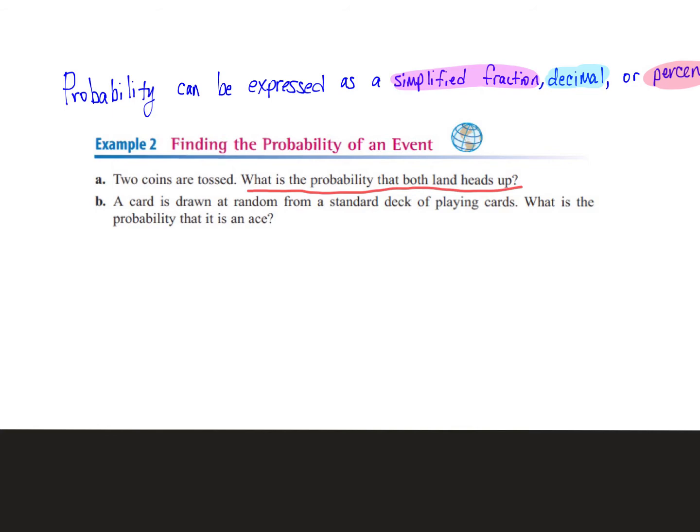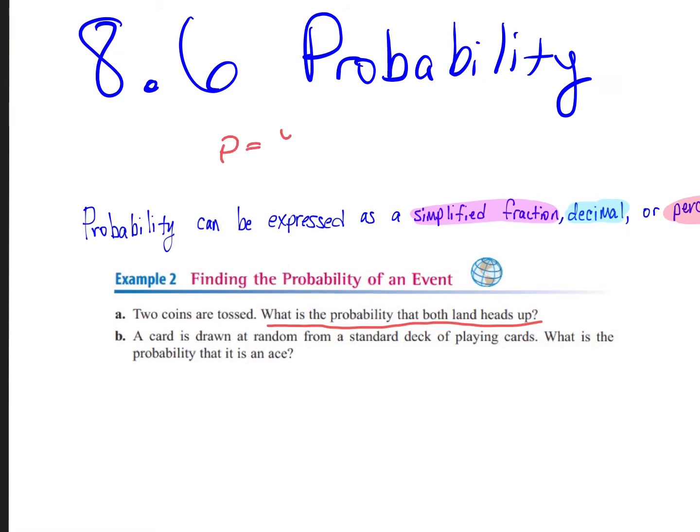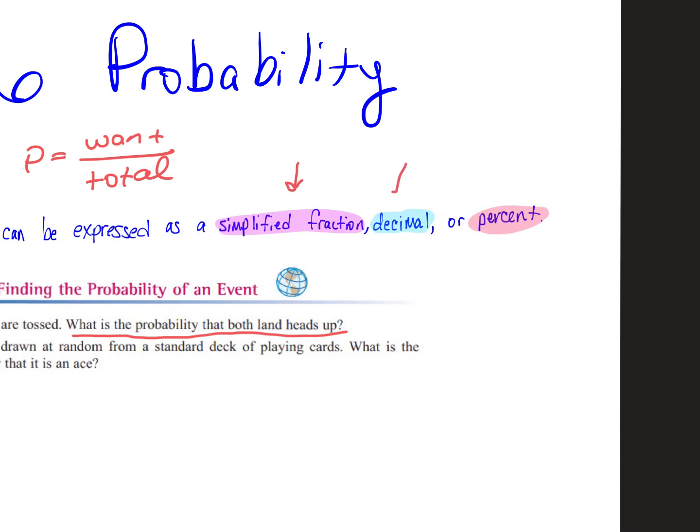So probability, I want you guys to write this down. This is super important. Probability is what you want over the total. I'm going to say that a lot. Probability is what you want over the total. Now, probability can be written as a simplified fraction, a decimal, or a percent. 1/2 as a decimal would be 0.5, as a percent would be 50%. All of those things are the same thing. So you have to understand how the question's being asked, what they're asking, and how they want their answer. Does that make sense?